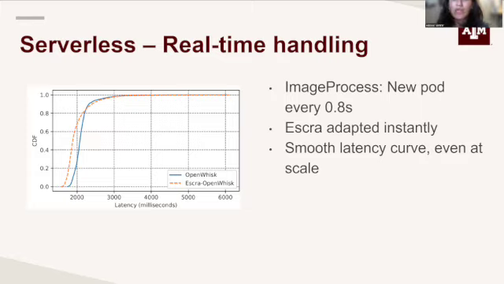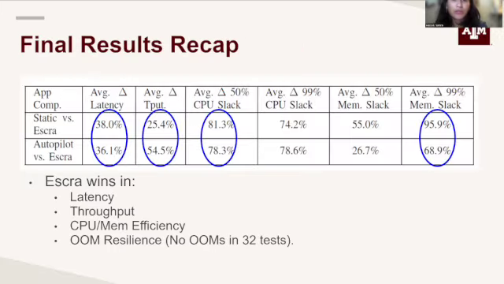In the image process test, a new container is launched every 0.8 seconds. This performed as a stress test for any orchestrator, and Escra handled it without startup delay and no surge in latency. This curve here shows that latency stayed low and stable, even with more containers. This kind of adaptability is essential in real-time applications.